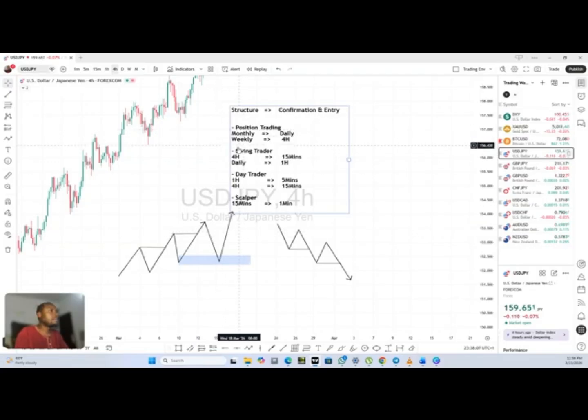And at the same time, if you want to use weekly, that means you look for confirmation and entry on the 4 hour. But I'm not going to waste much time here, because I'm not a position trader. Mostly I use swing trading and day trading, sometimes scalping. So I'm going to pay attention to swing trading and day trading. Maybe I will pick one of them to explain more.